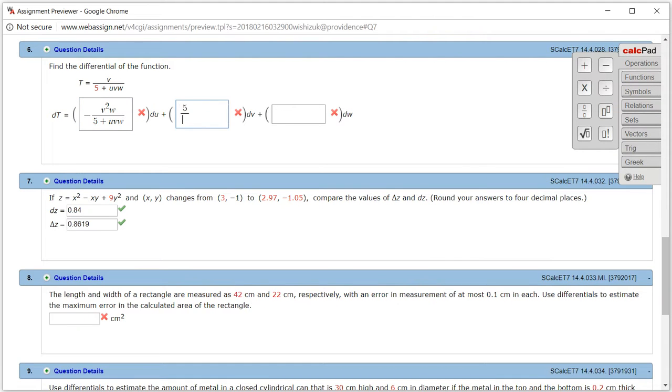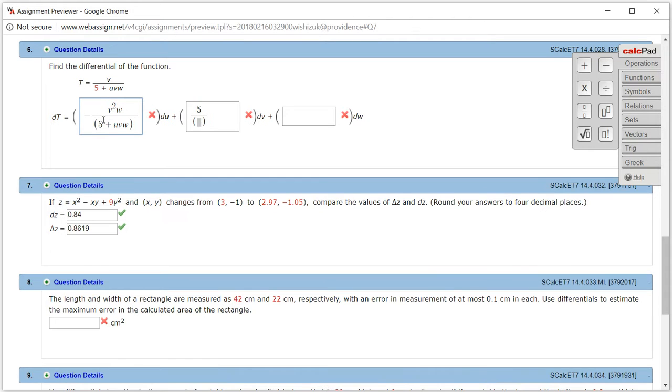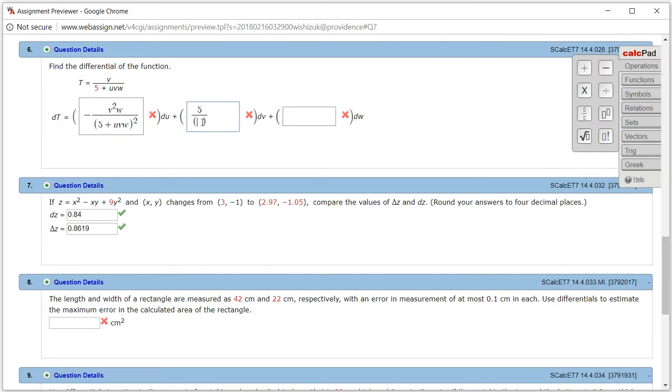So let's type that in. 5 over, oh, actually this one, I forgot to square that one. Yeah, so I'm going to put in parentheses, squared. All right, so here we have 5 plus uvw, and then you have to square that.